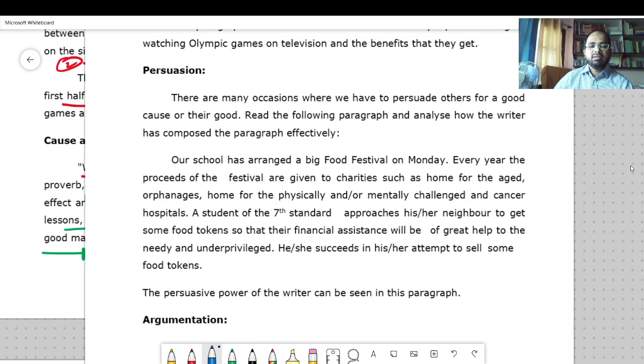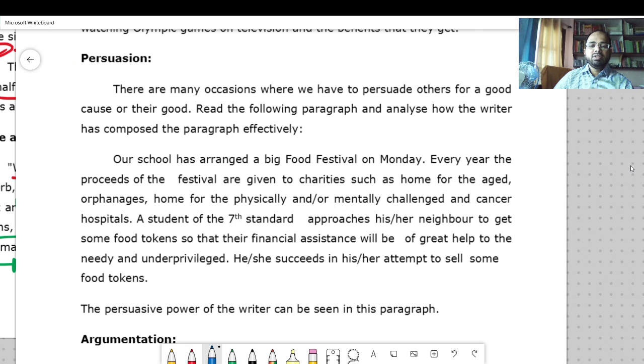Persuasion is something you use. You can persuade your friend to go along with you on a tour.